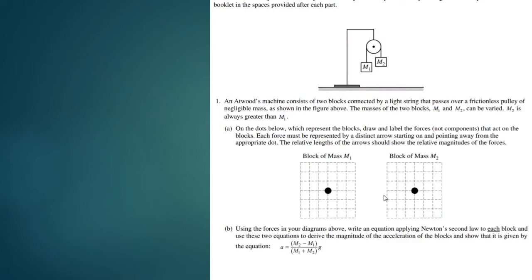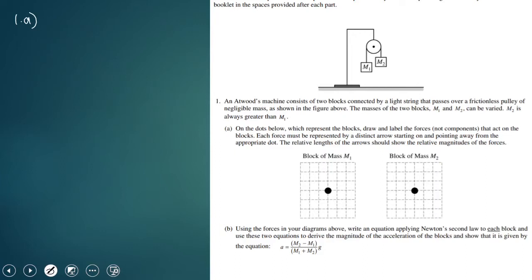So we have an Atwood's machine with two blocks of mass M1 and M2 connected by a light string over a frictionless pulley of negligible mass. Question 1A says, on the dots below, which represent the blocks, draw and label the forces that act on the blocks. Each has to be represented by an arrow, and consider the relative lengths. Also in the question, we are given that M2 is always greater than M1.